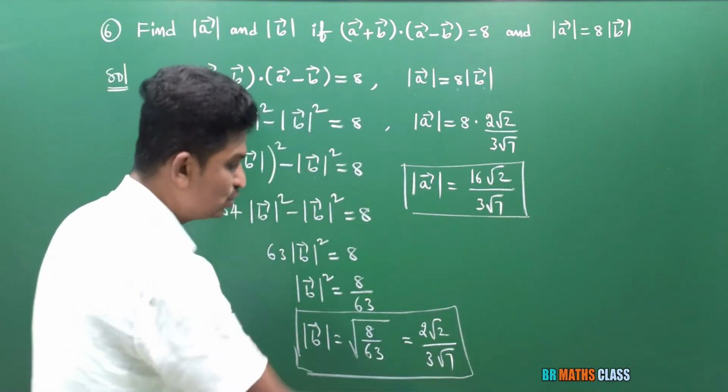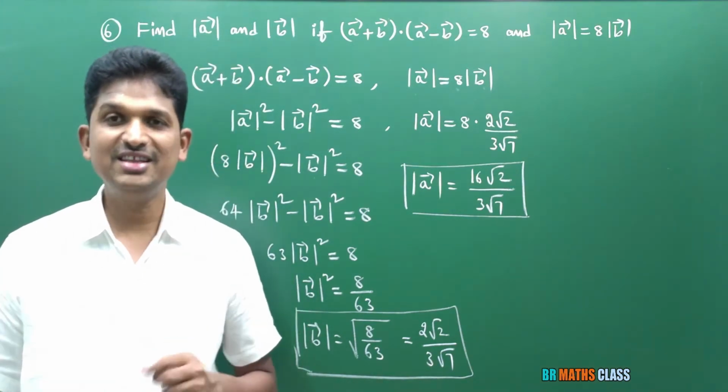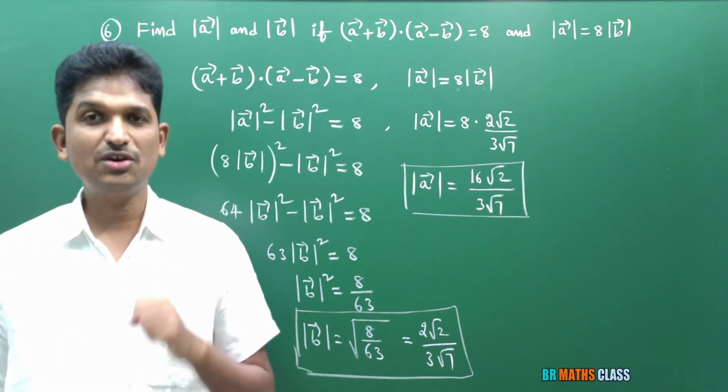Magnitude of B bar is 2 root 2 divided by 3 to 7. I hope you understand this class. See, this exercise is very easy. I am saying the same thing from the beginning of the theory part of dot product.